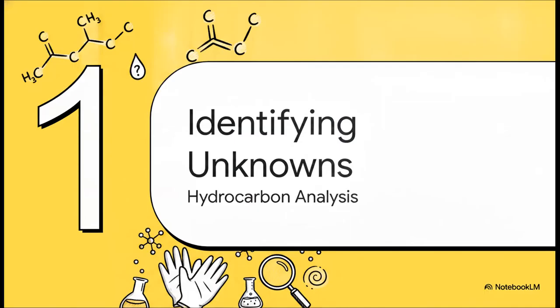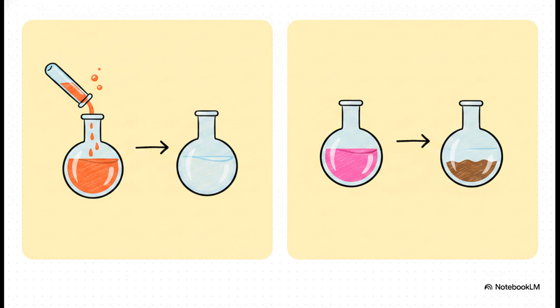Section 1, identifying unknown organic compounds. We're kicking off our forensic work by focusing on hydrocarbons to figure out if they're saturated or unsaturated. And to test for unsaturation, we rely heavily on sensory signposting. Take the bromine water test. We start with this incredibly vivid orange-red liquid. If we mix it with our suspect and that bold color instantly disappears, boom, we've got an unsaturated hydrocarbon.